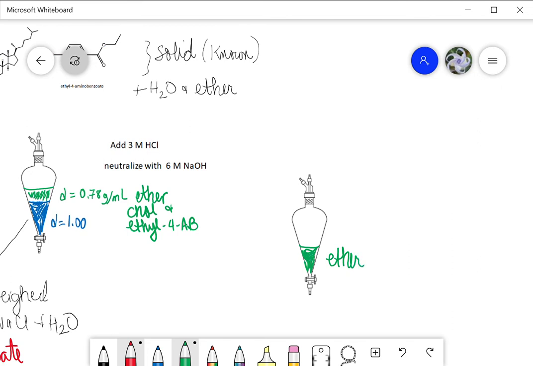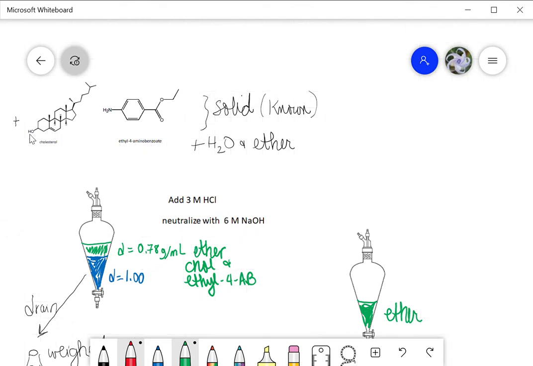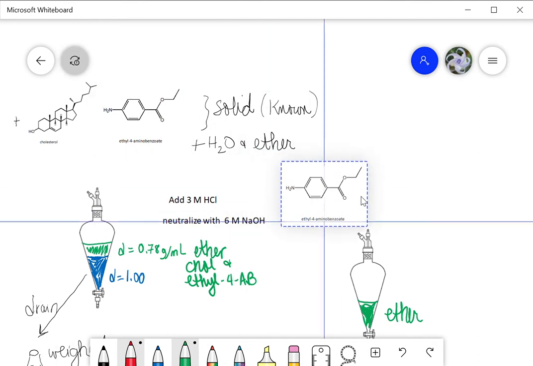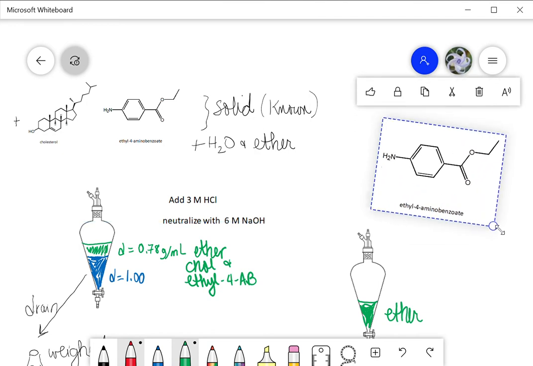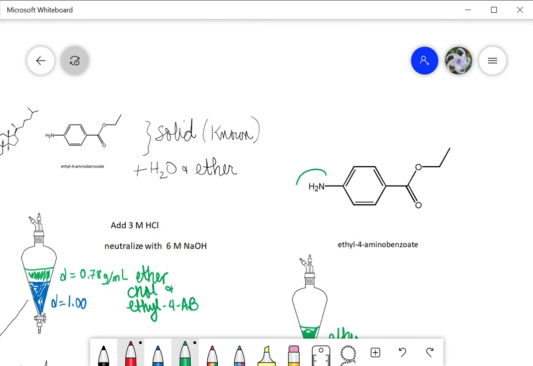And now I need to rely on some physical properties of cholesterol and the ethyl amino benzoate. So cholesterol is a neutral organic compound, and it really doesn't have very many functional groups in it. It has an alcohol, but it doesn't have any functional groups that can act like an acid or a base. But ethyl amino benzoate, on the other hand, does. So if we look at our ethyl amino benzoate, we see this amine group right here.